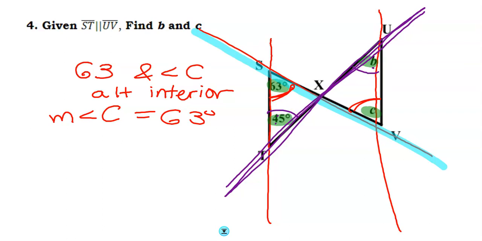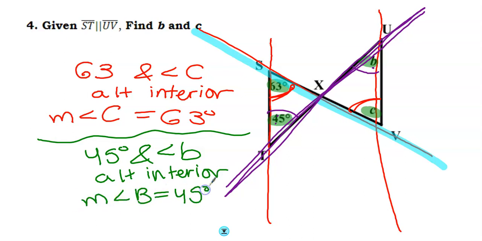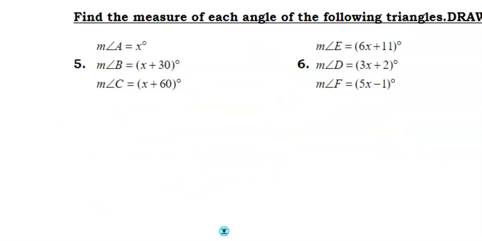So let's write it down for those who are not listening. So 45 degrees and angle B are also alternate interior. Therefore, they equal each other. So the measure of angle B is 45 degrees. All right, so now let's try out 5 and 6, and we're almost done.